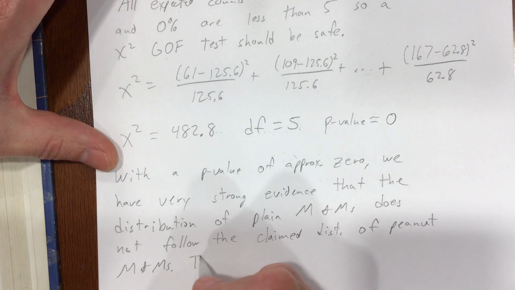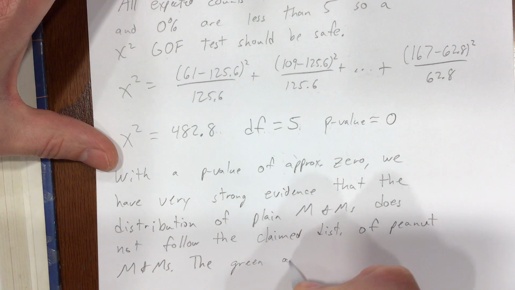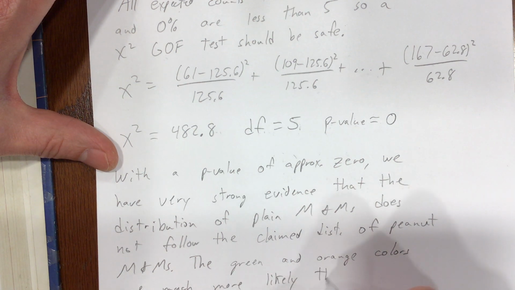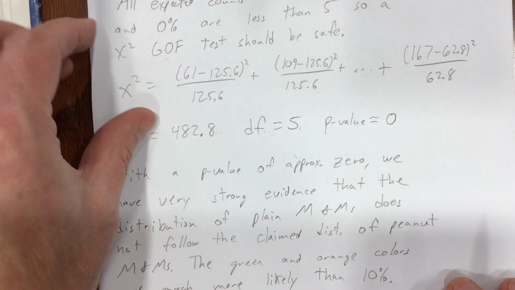Okay, so the green and orange colors are much more likely than 10%. Okay. And there we go. That was fun.